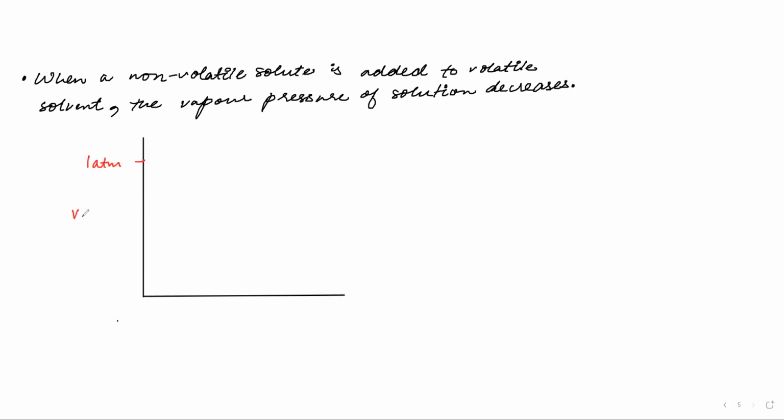Okay, this is vapor pressure against temperature. Now let us have pure liquid here. This blue mark here is pure solvent, and let us have this green line for solution.